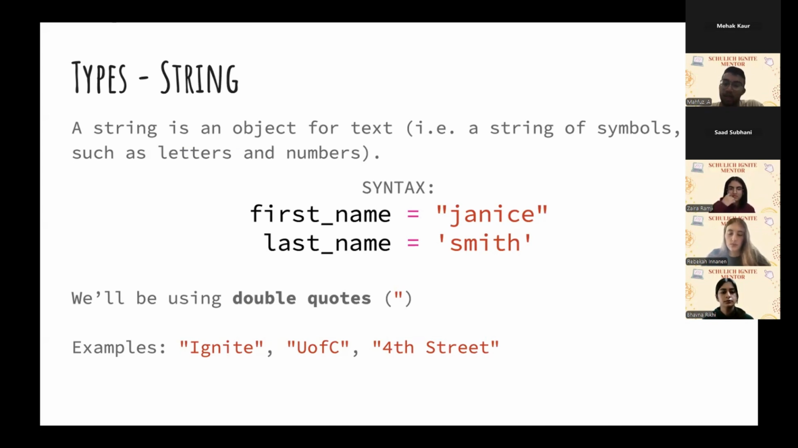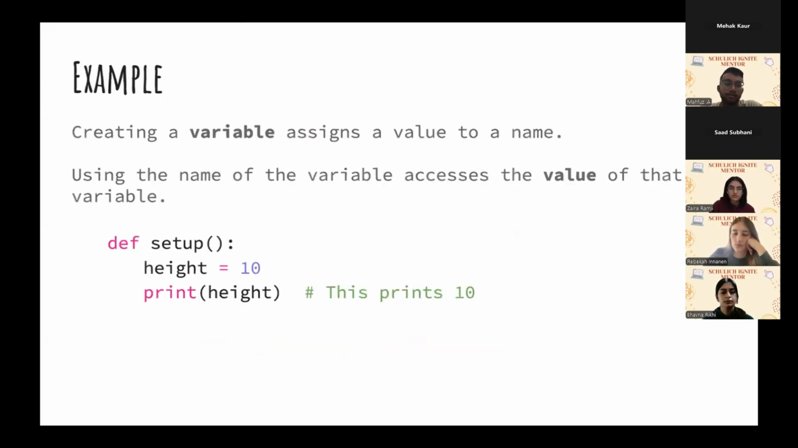So examples like Ignite, UFC, and 4th Street, those are all strings. Creating a variable assigns a value to a name. Using the name of a variable accesses the value of that variable. For example, let's say I have a variable called height, which is equal to 10. If I printed height, then what would actually end up happening is I'd print 10.